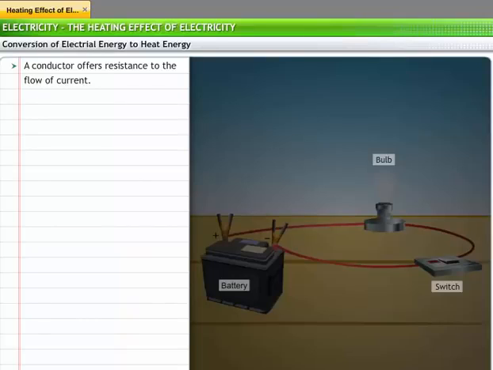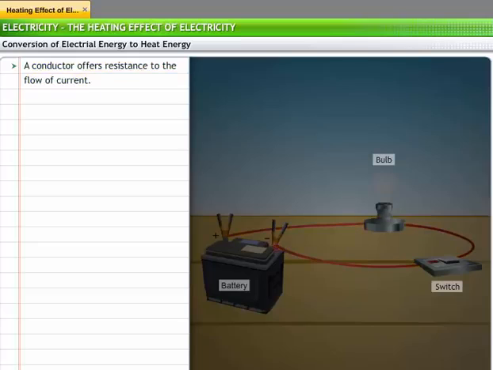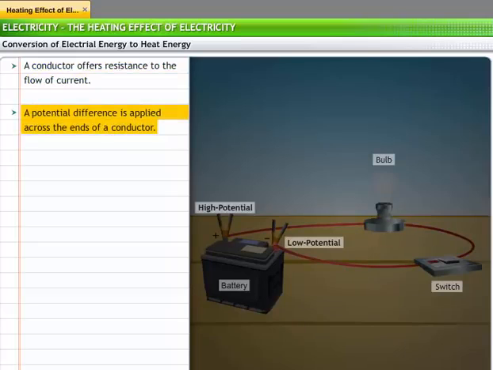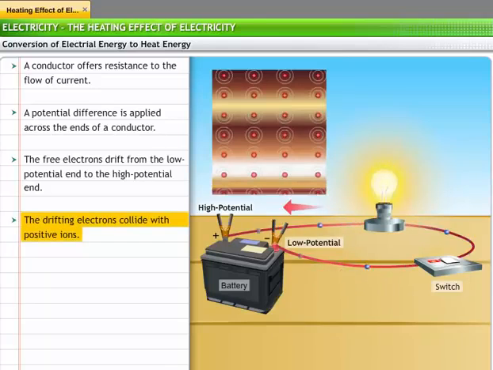How does the electrical energy of current get converted into heat energy? Every conductor offers resistance to the flow of current. When a potential difference is applied across the ends of a conductor, the free electrons in the conductor start drifting from the low potential end to the high potential end. These electrons collide with the positive ions, that is, the atoms that have lost their electrons.